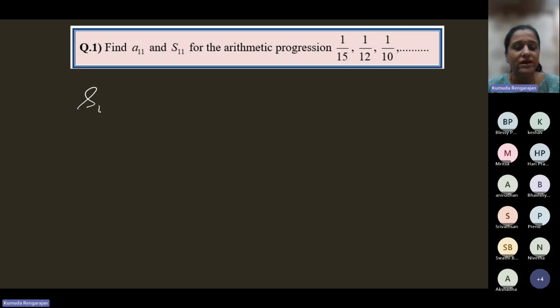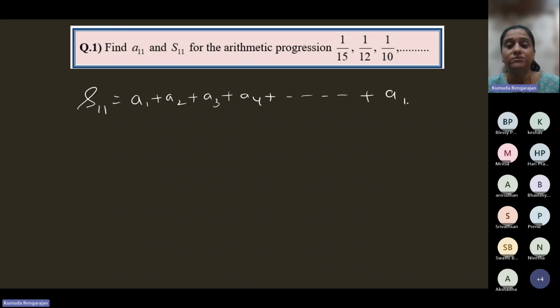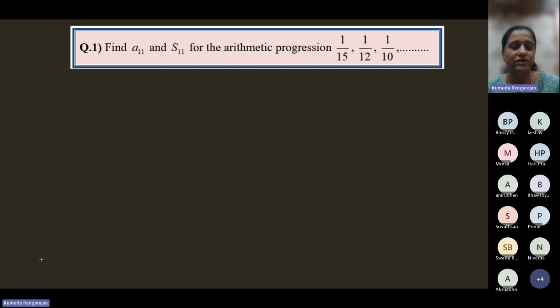So S11 means we'll have to find A1 plus A2 plus A3 plus A4, so on till A11. The sum of the first 11 terms of the AP is S11. A11 is the 11th term, the number in that 11th position. So that's the difference between A11 and S11. A11 you should find using the formula An, and S11 using the formula Sn.